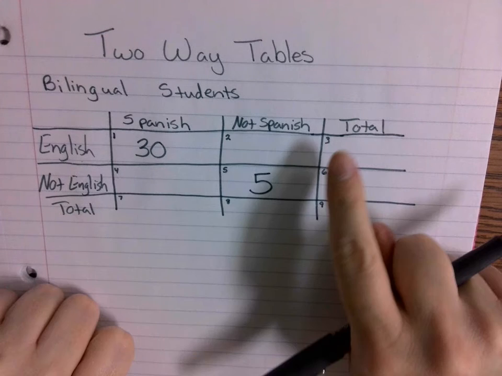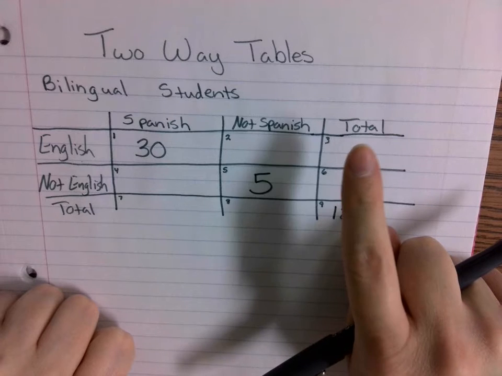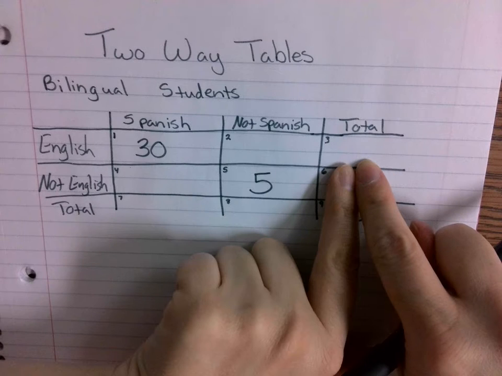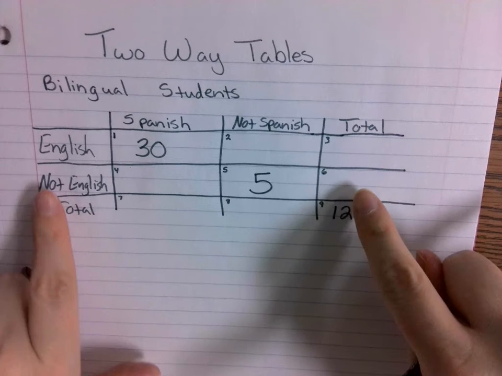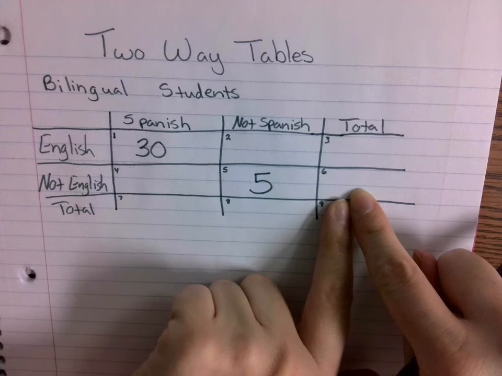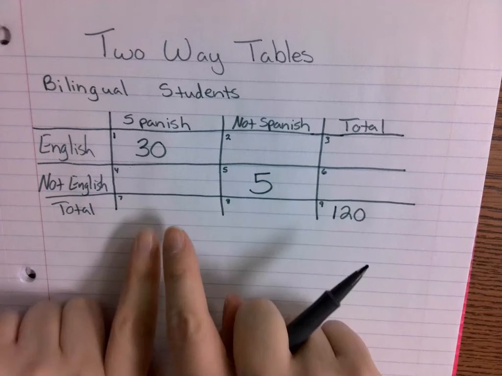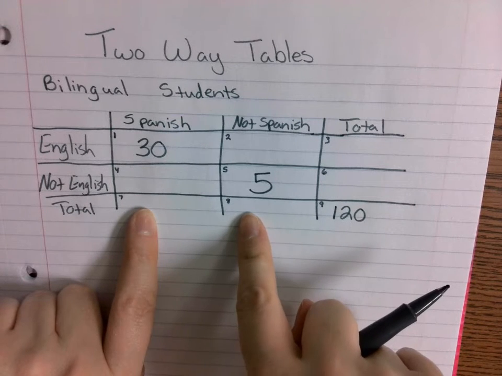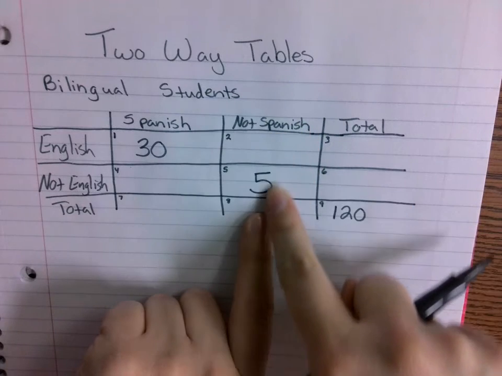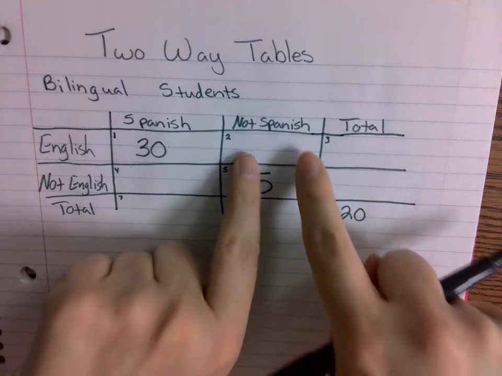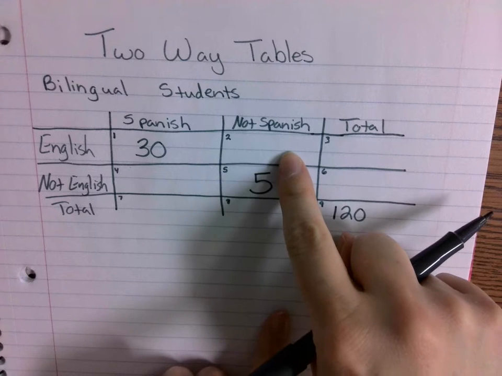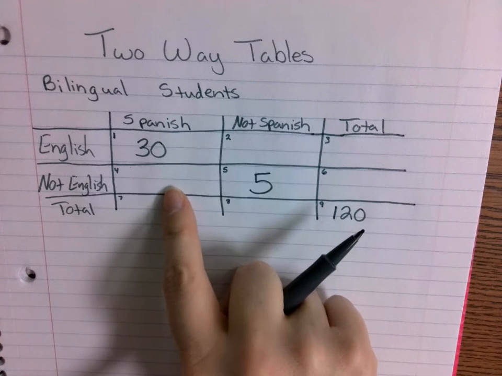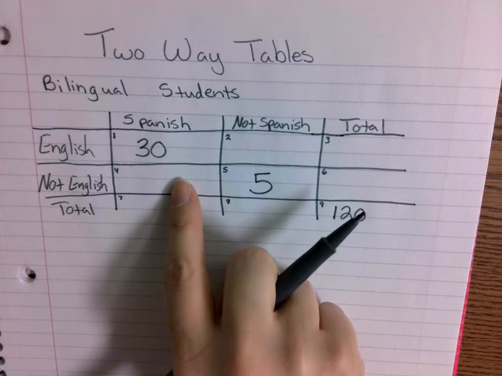Box 3 represents the total number of English speakers. Box 6 represents the total number of non-English speakers. 7 represents the total of Spanish speakers. 8 represents the total of non-Spanish speakers. Okay, and then obviously box 2 represents the amount of people who speak English and do not speak Spanish. Box 4 represents the people who speak Spanish and do not speak English. Okay, so that's just the breakdown of how it's going.